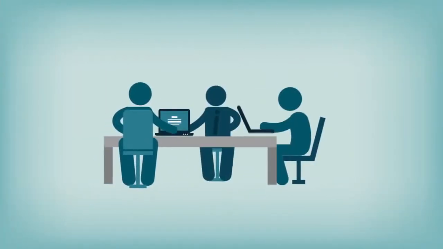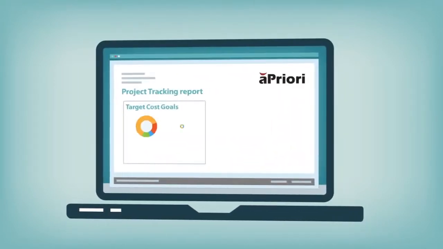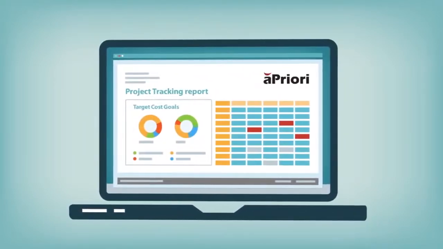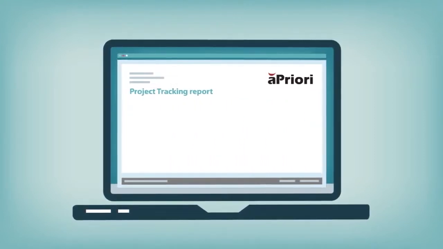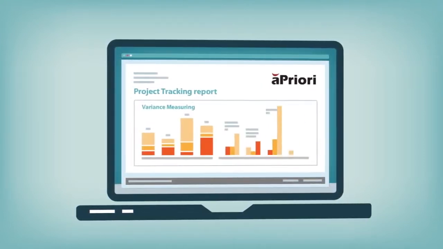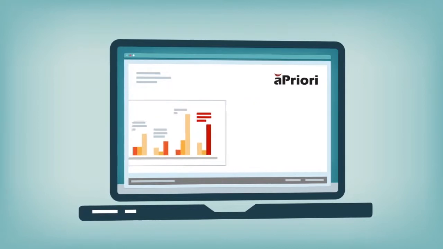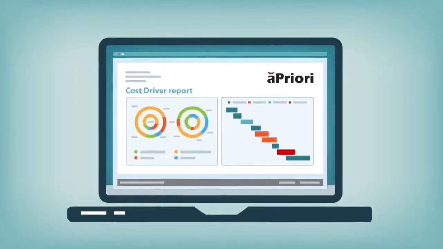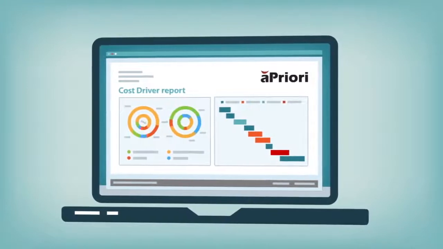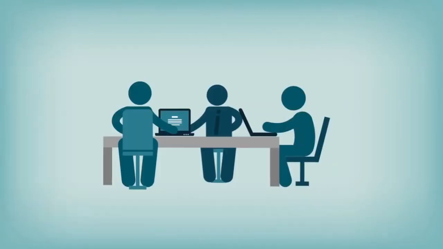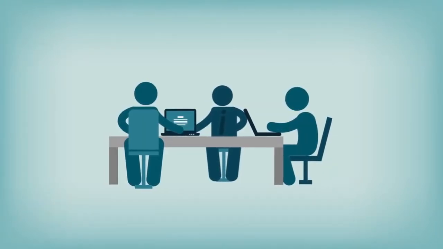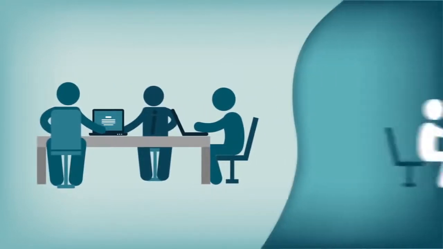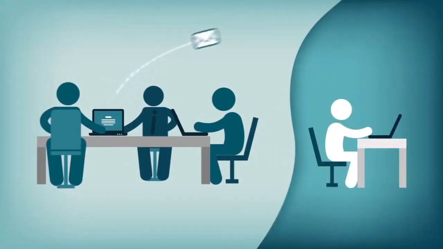During Julie's weekly staff meeting, the team evaluates a project tracking report from aPriori that breaks down the status of the AP330 against target cost goals, measuring variance at the functional, group, and major assembly levels. They identify a few items that may be causing the cost overruns, and to validate their theory, they pull up a cost driver report. At this point, they believe they've isolated the area of the product that needs to be investigated further and email Michael, one of their lead designers.